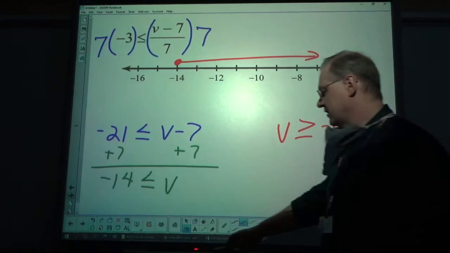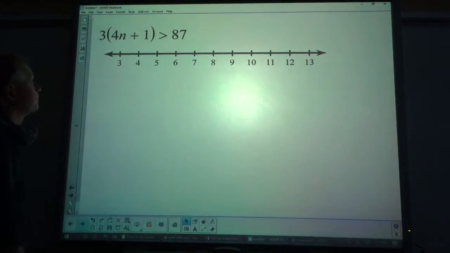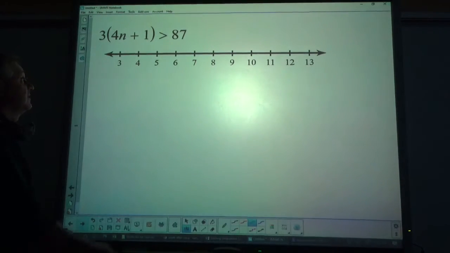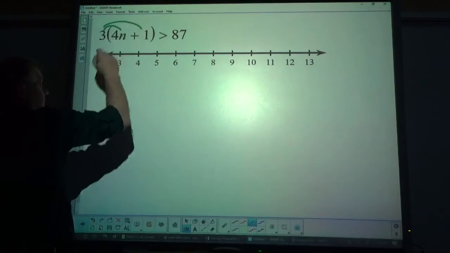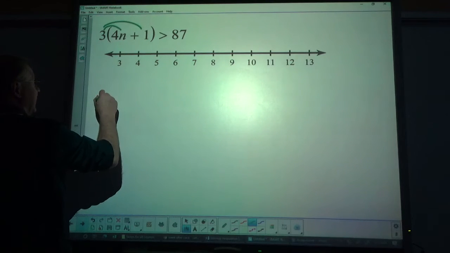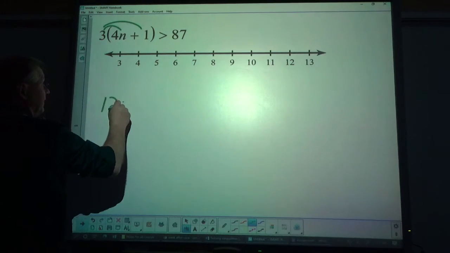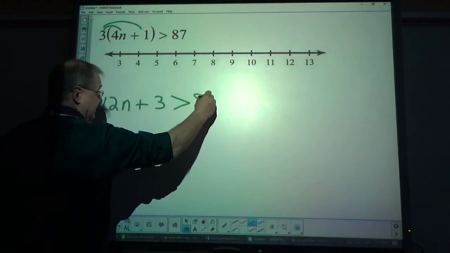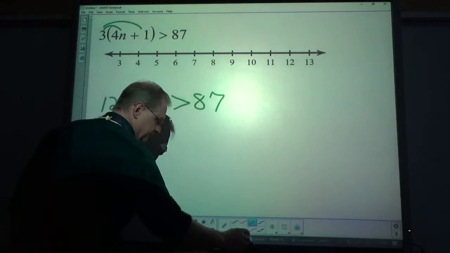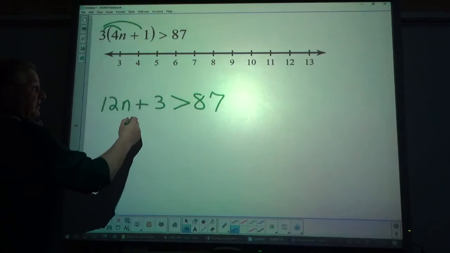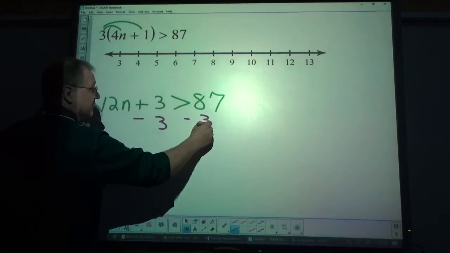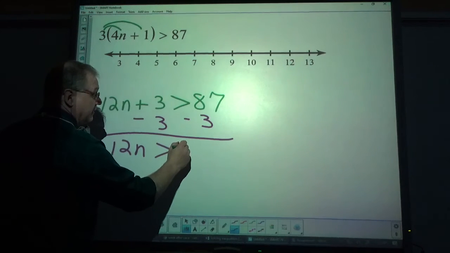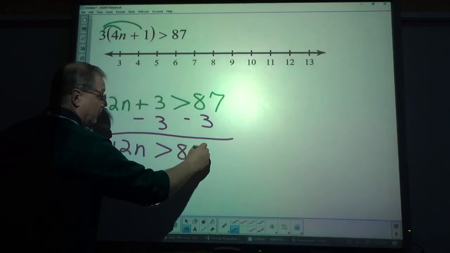All right, let's take a look at another example. This one you have to distribute first. That's my suggestion. I suggest you distribute it. So you have 12n plus 3 greater than 87. I then would suggest that you subtract 3 from both sides. 12n greater than 84.